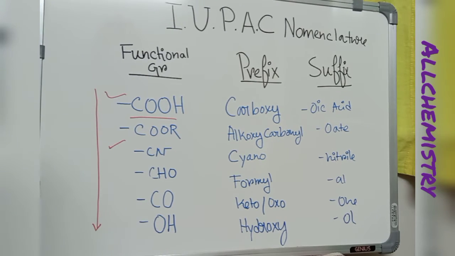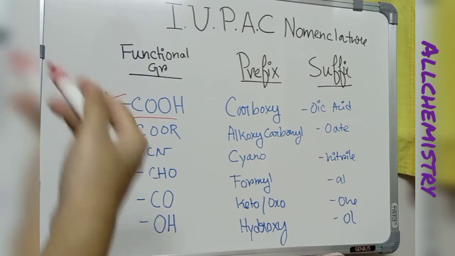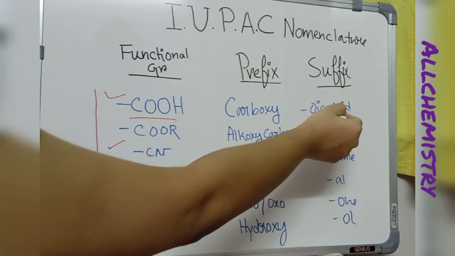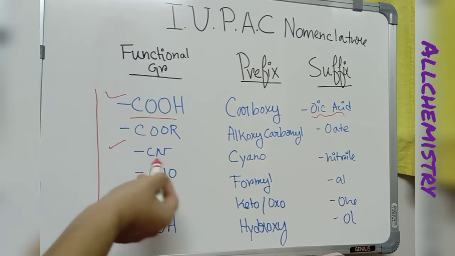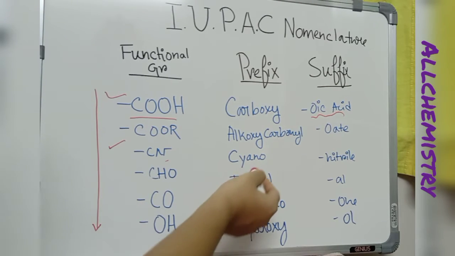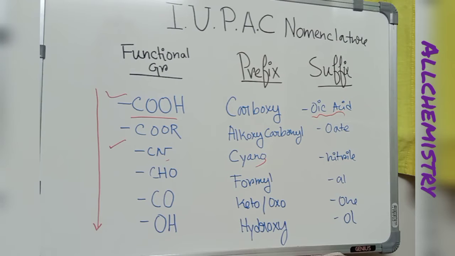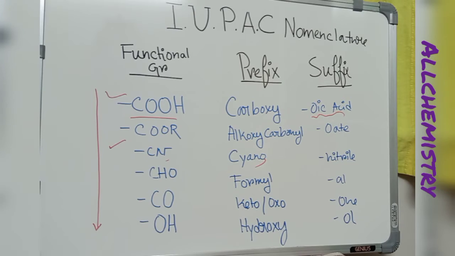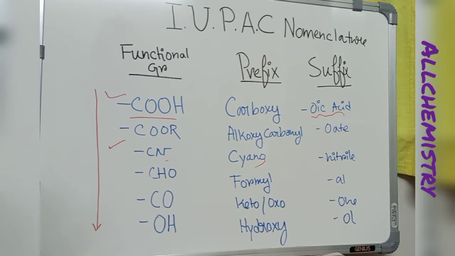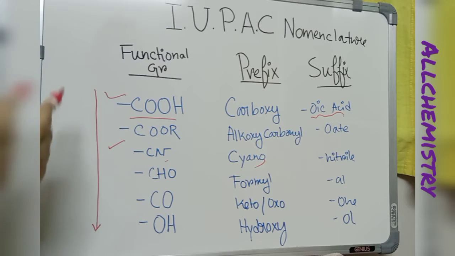So when we take acid, we use its suffix. We use the suffix of the prior group, and for cyanide we use the prefix. We use the prefix of the second prior group. If I give you some examples, it will become clear to you.